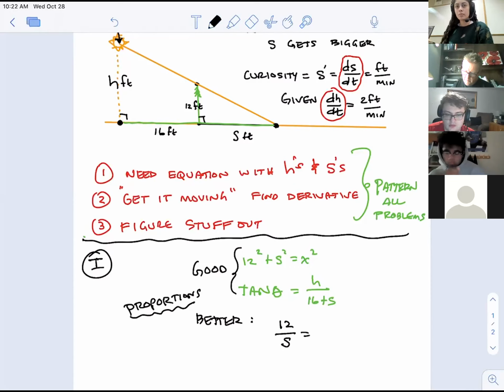H over 16 plus S. Caesar said that, H over 16 plus S. Do you think Caesar's right, or is he making a mistake? He's right. 16 is just the distance, and that isn't necessarily obvious in this problem, but 16 is just the distance from here to here. That's what I meant 16 to be. If 16 was the distance all the way to the length of the shadow, that wouldn't work because the shadow's moving and isn't going to be stuck at 16.